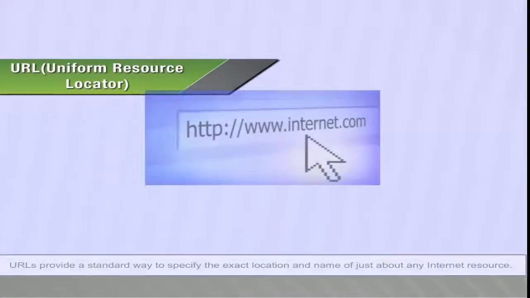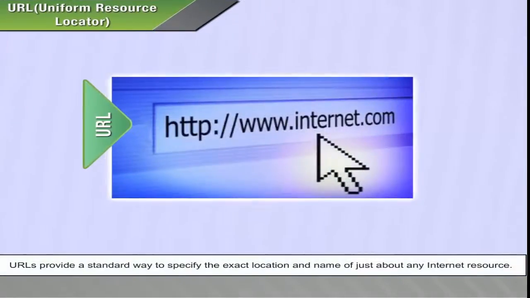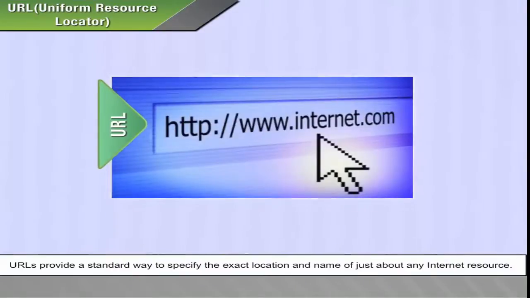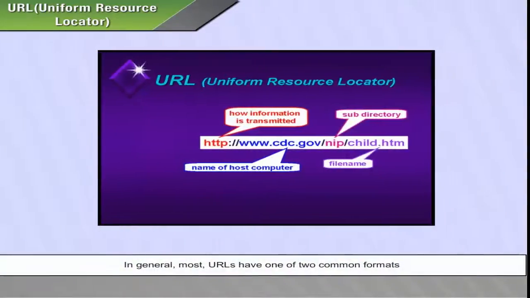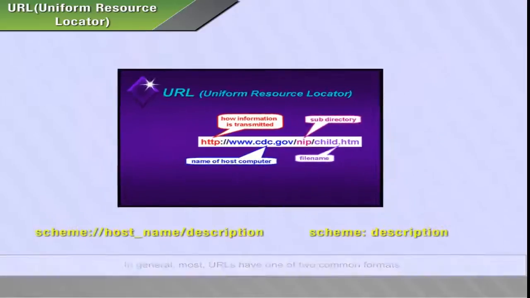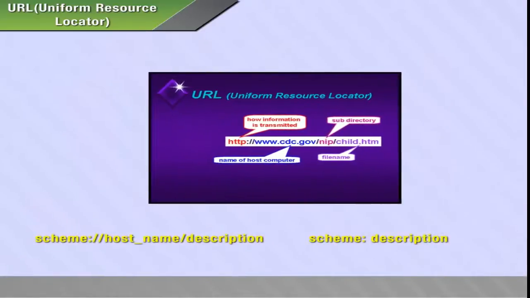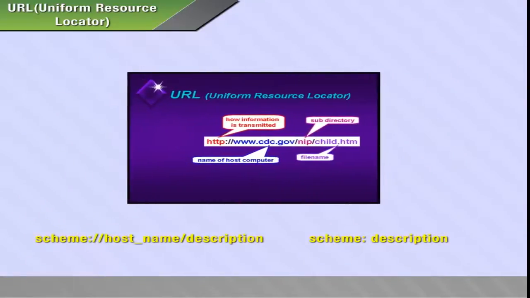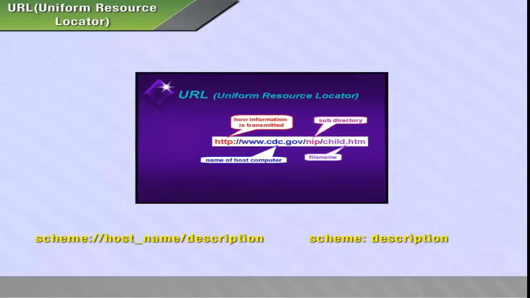URL, that is, Uniform Resource Locator. URLs provide a standard way to specify the exact location and name of just about any internet resource. In general, most URLs have one of two common formats: scheme://hostname/description, or scheme:/description.